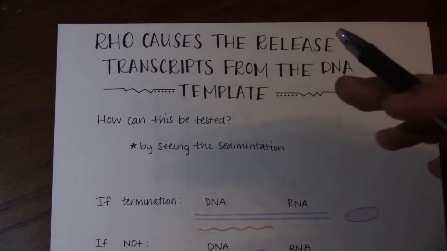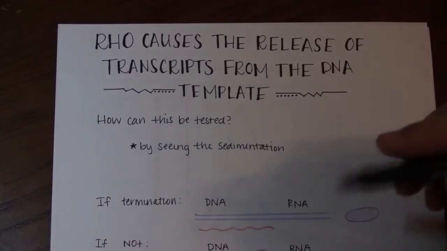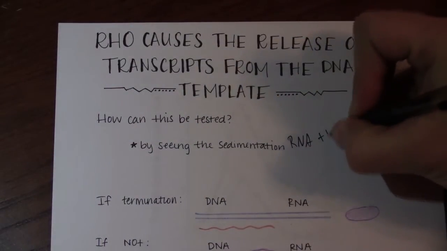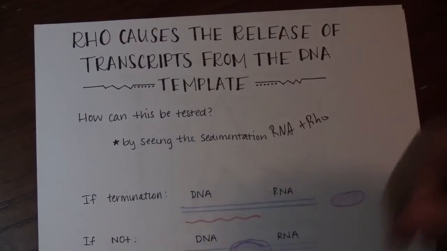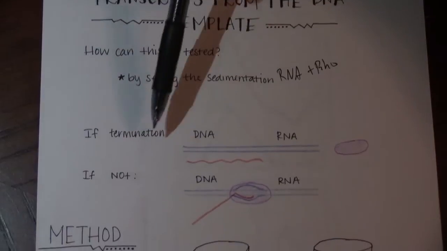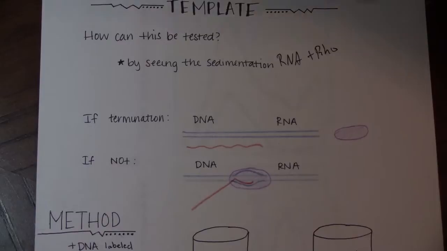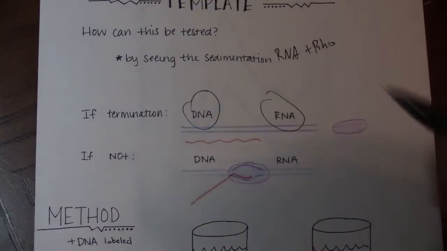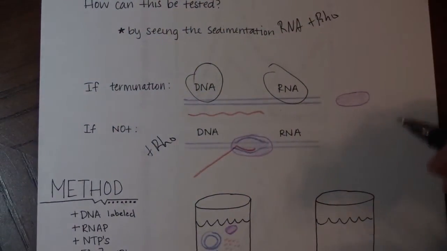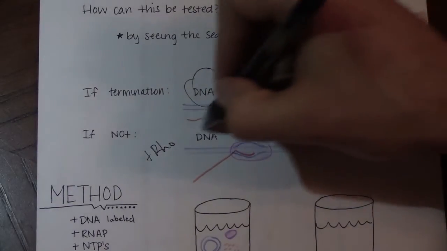Welcome back. To determine whether or not Rho affects release of transcripts from the DNA template, Roberts compared the sedimentation of RNA made in the presence of Rho. What does this tell us? Well, if termination occurs with Rho, which it should, RNA will be released from the DNA and they will sediment separately. However, without Rho, the RNA will still be attached to our template and they will co-sediment.